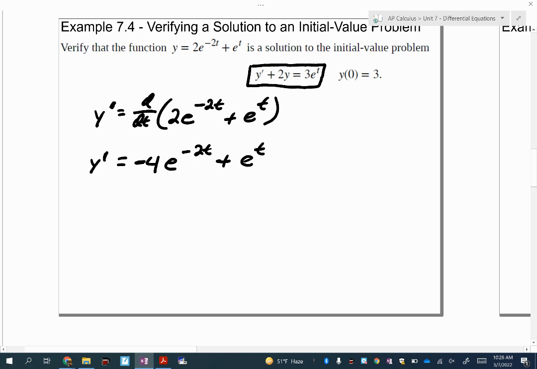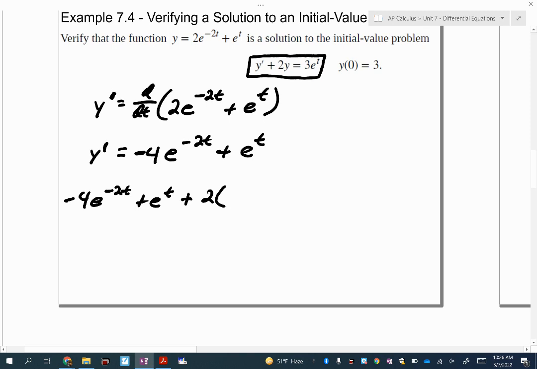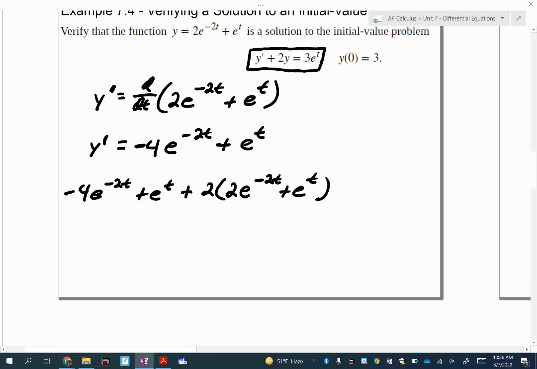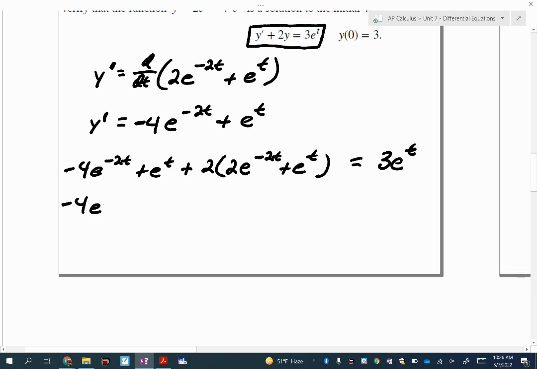Okay, so I'm going to plug this into my differential equation. So negative 4e to the negative 2t plus e to the power of t plus 2 times my original y function, 2e to the negative 2t power plus e to the power of t. Okay? Now again, all of that is going to just be equal, hopefully, 3 times e to the power of t. That's the hope. So copy this down.